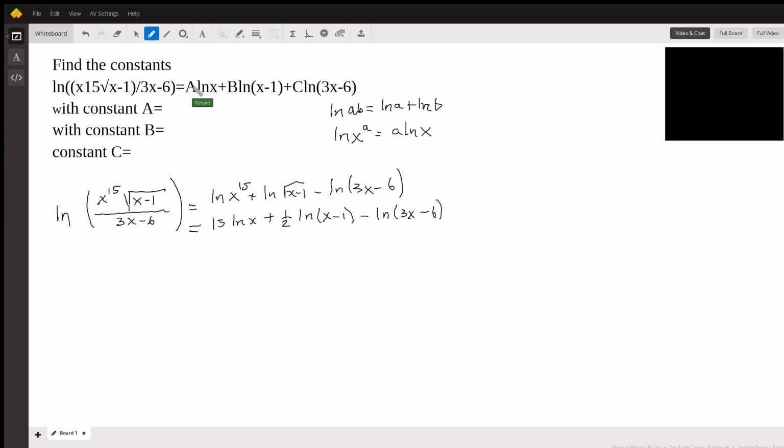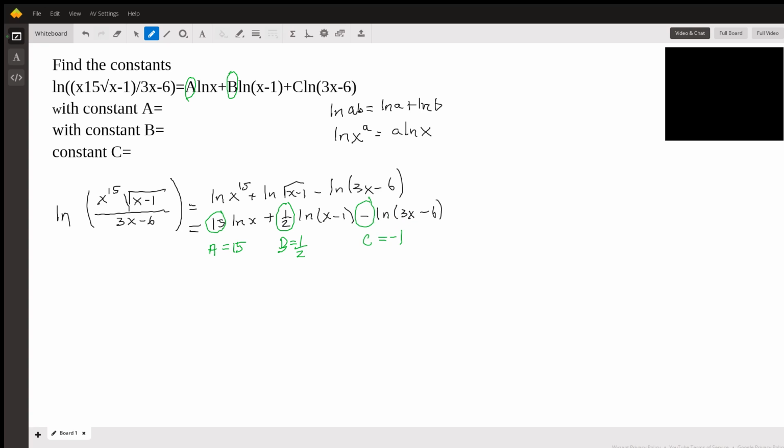And now we just need to match it up with these coefficients. I think we'll do that using another color. I think it's clear that A is 15. Likewise, I think it's clear that B is 1/2 here. Because that's my A here, that's my B here, and I think it's pretty clear that C is equal to negative 1, because we have a negative 1 in there. And that's it. Those are our three answers.